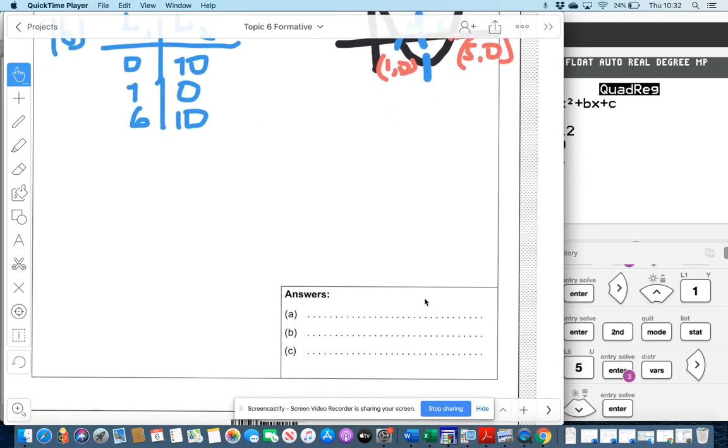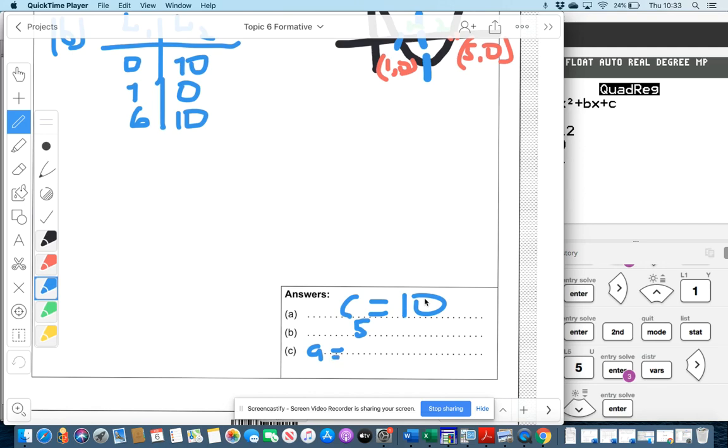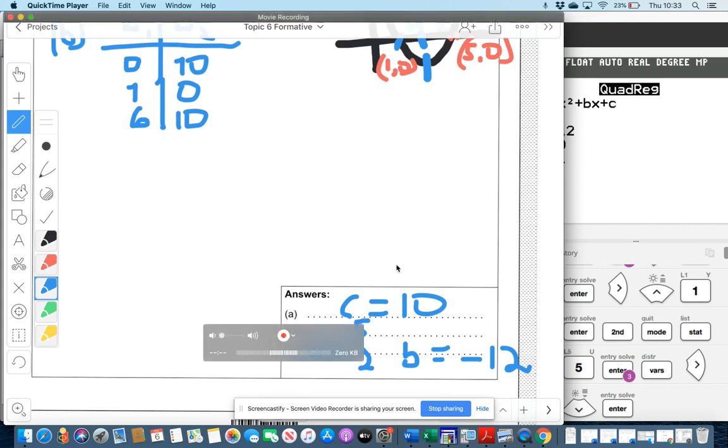Okay, so this first answer was, again, the value for C. The second answer was the other x-intercept, which was at 5, or you could put 5, 0 if you wish for the coordinates, or 0, 10. And then A is equal to 2, B is equal to -12, I think is what we had. So we have the equation by using a quadratic regression.